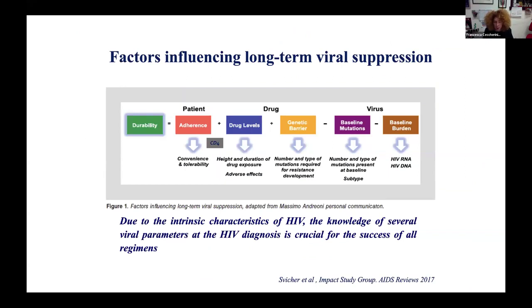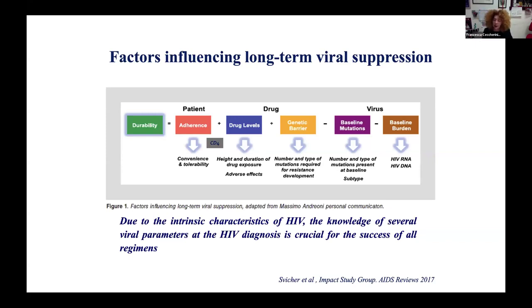The patient, of course, the person living with HIV, which depends on adherence and the CD4 levels, and also the drug, which has two components: drug levels, which determine drug exposure and can provide adverse effects, but also the genetic barrier of the drugs, so the number and type of mutations that are required for resistance development. And after, the other very important actor, of course, is the virus.